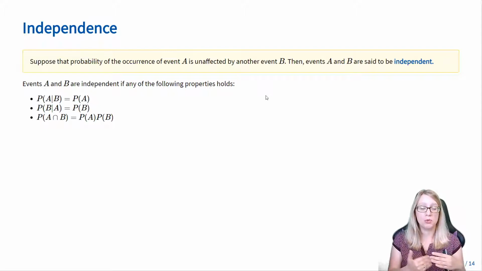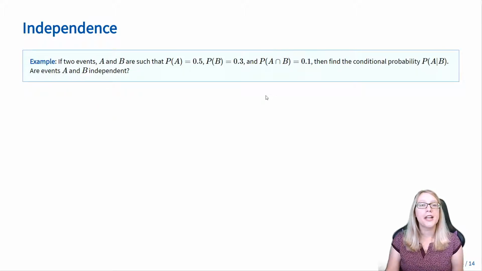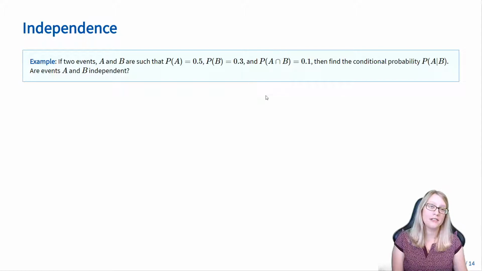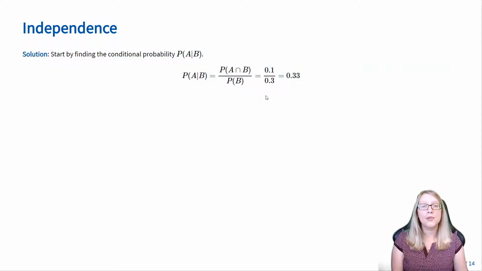From these two properties, we can work our way to a third with just a little bit of algebra. And the third property looks like this. The probability of A and B under independence must be the probability of A times the probability of B. So let's take a look at an example. We have two events, A and B, such that the probability of A is 0.5, the probability of B is 0.3, and the probability of A and B is 0.1. We'd like to find the conditional probability of A given B, and then use that to decide whether these events are independent. So let's start with the conditional probability.